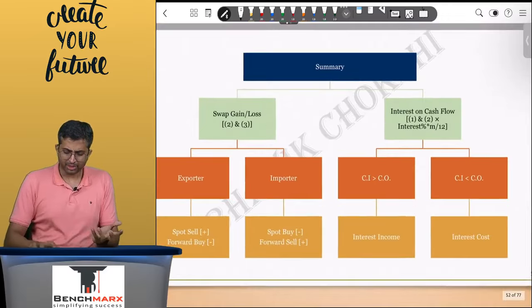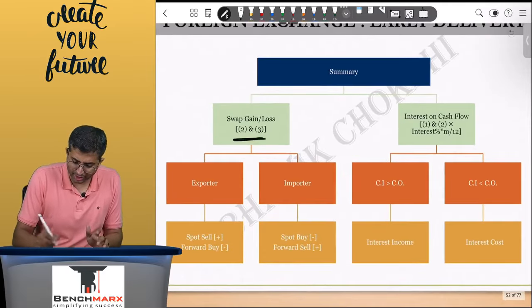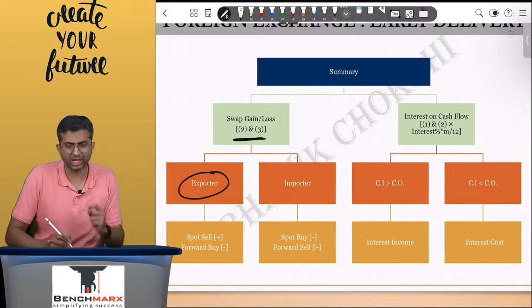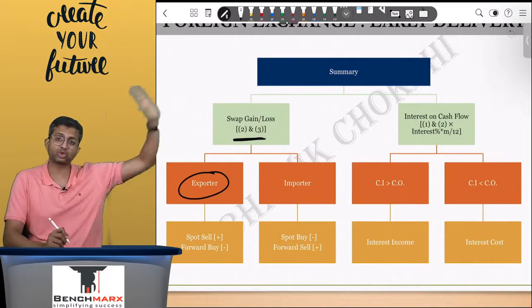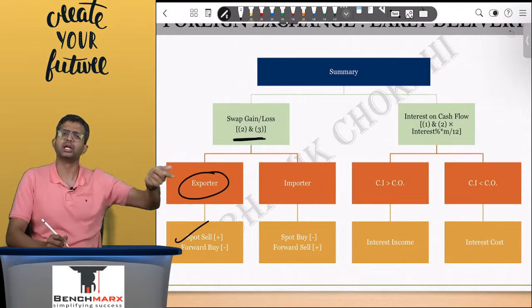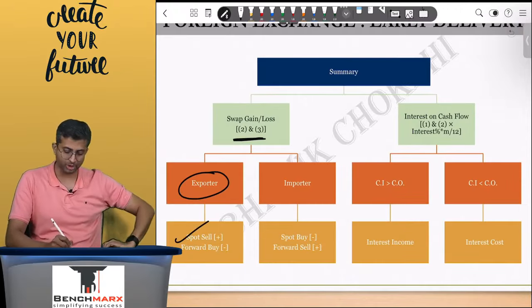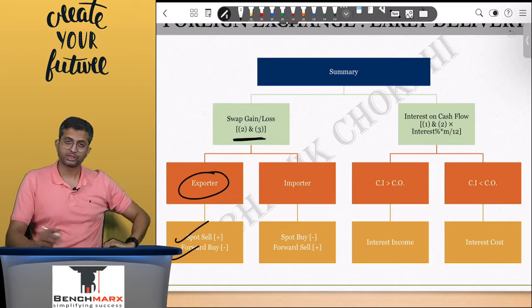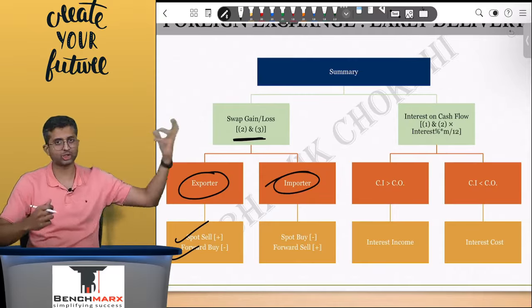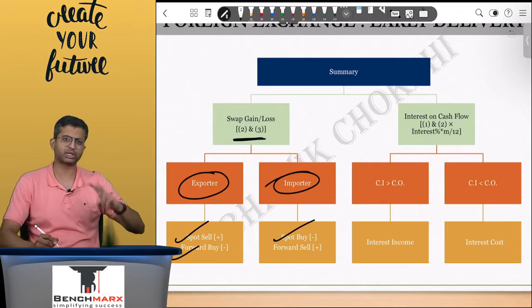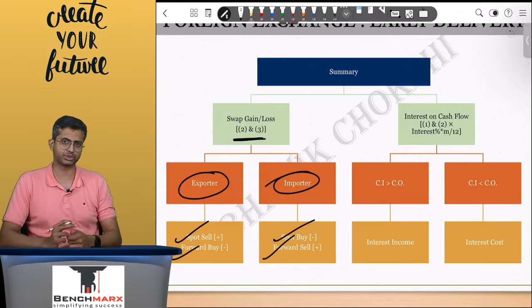Okay, the summary over here, there will be swap gain or loss. For an exporter, remember, is going to give dollars to the bank, so bank will have to sell it in the spot market. So spot sell will always have the opposite action in the forward, so forward buy. Just remember that if you are not very clear. If there is an importer, he is going to need the dollars, so the bank will have to buy dollars from the spot market, and hence forward it is the opposite position.